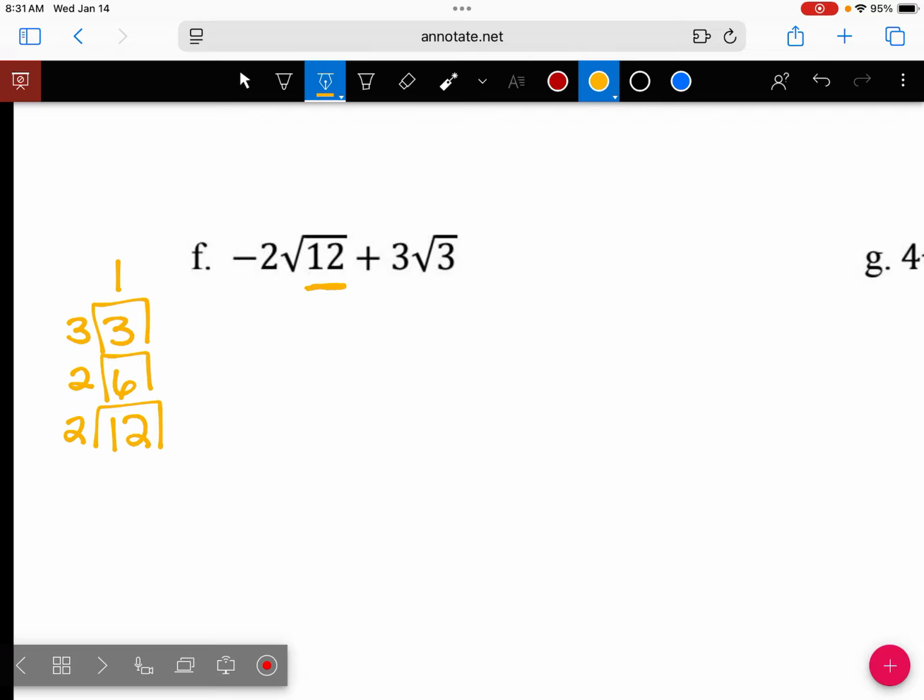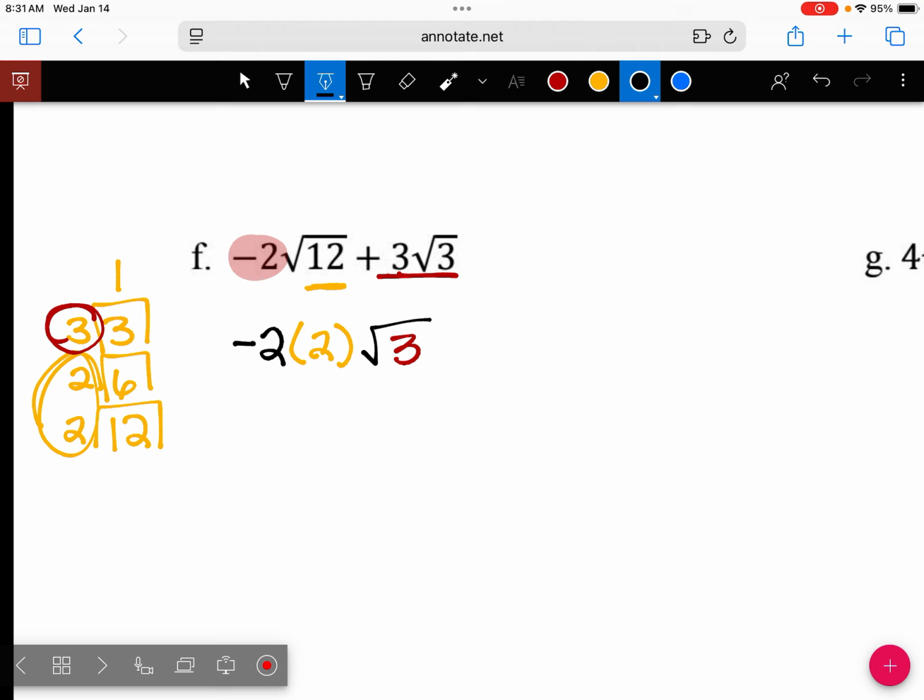All right. So now notice that we already had a negative 2. That negative 2 is still there. So I'm just bringing down that negative 2. But I'm adding to it another 2. I'm going to just bring it out with it. And then when I make my square root, underneath, I have this 3. So this one is already simplified, so I'm just going to bring that down. Nothing changes with that.